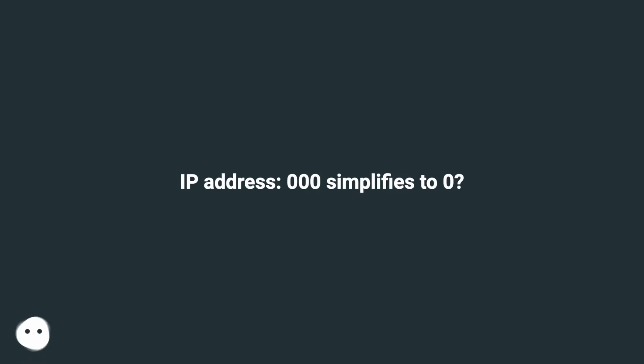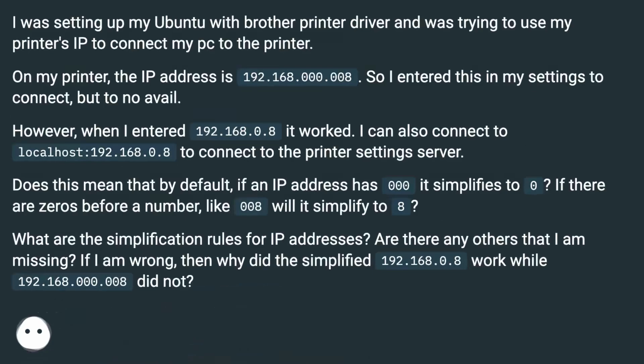IP address 000 simplifies to 0. I was setting up my Ubuntu with Brother printer driver and was trying to use my printer's IP to connect my PC to the printer. On my printer, the IP address is 192.168.000.008. So I entered this in my settings to connect, but to no avail.